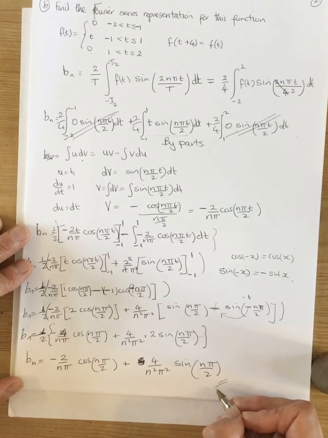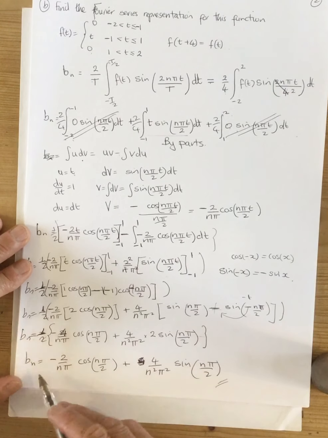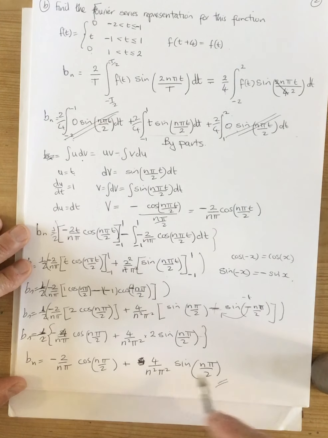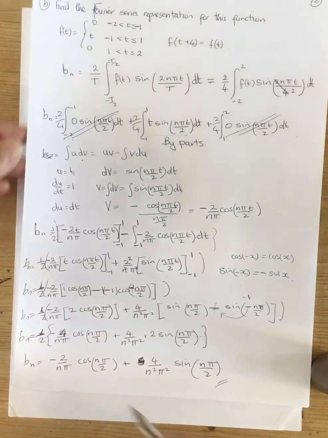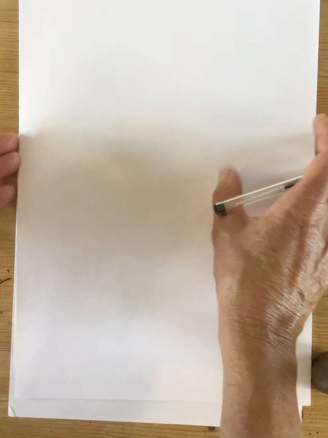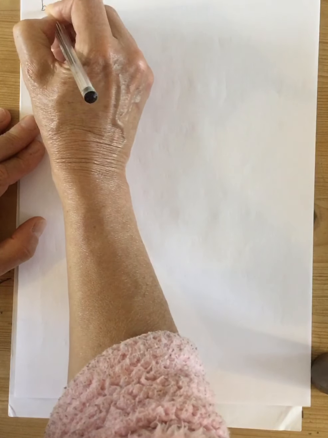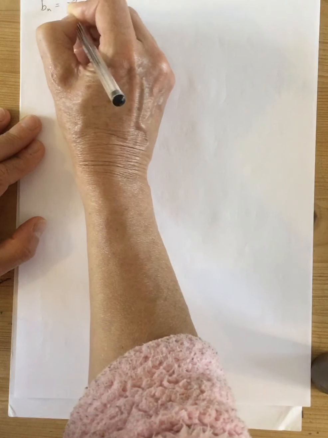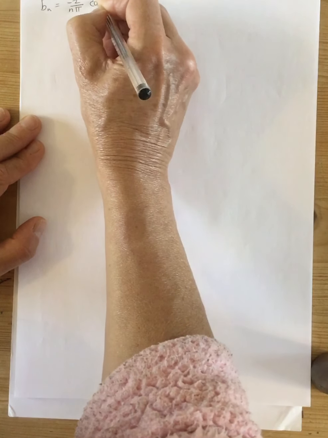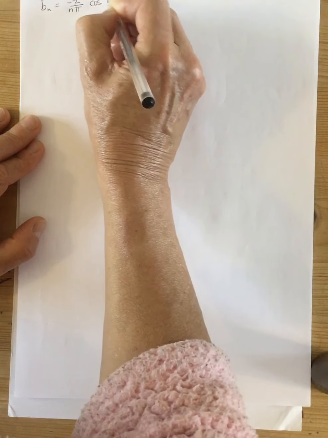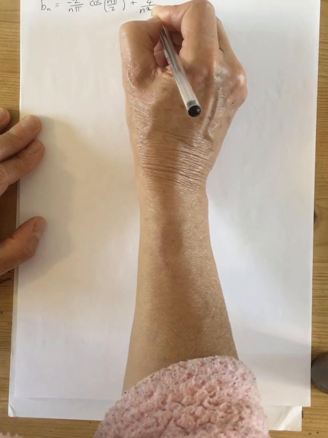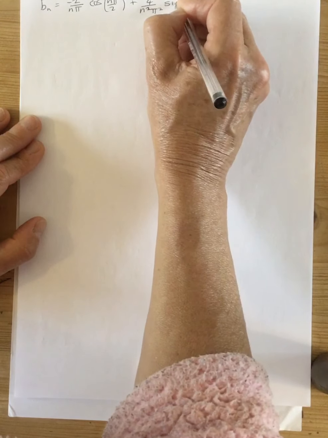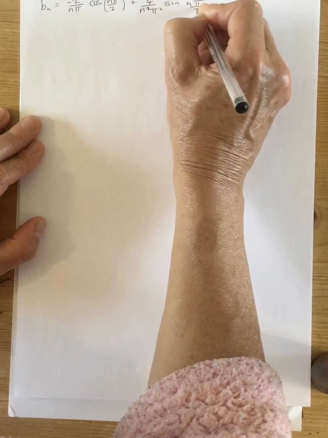That's a lot of work, but you're still not finished, because we have to sort out when n is 1, 2, 3, 4 and try to get a pattern out of this. Right, so I'm going to rewrite this again and put in the values for n. So Bn equals minus 2 over n pi cosine n pi over 2 plus 4 over n squared pi squared sine n pi over 2.